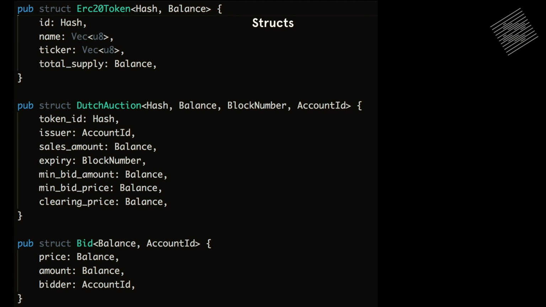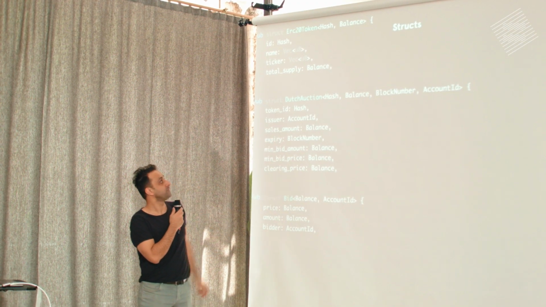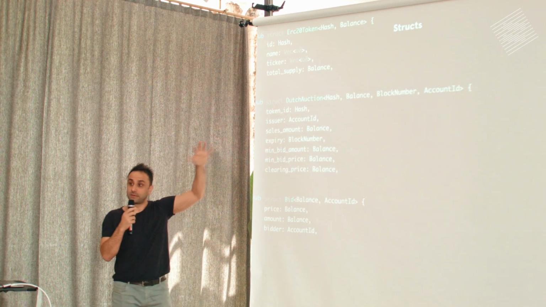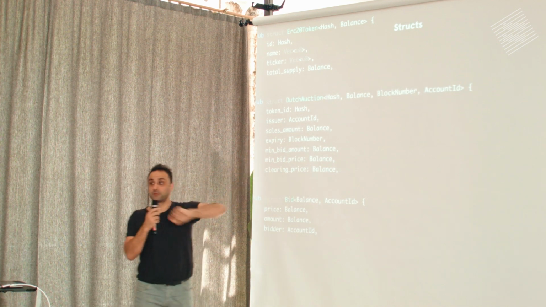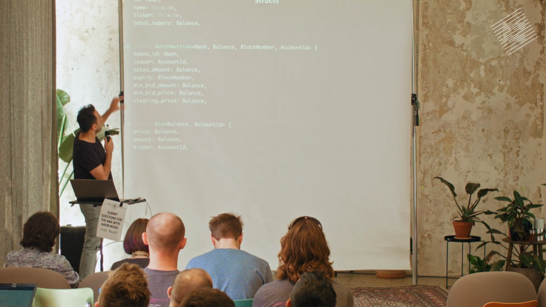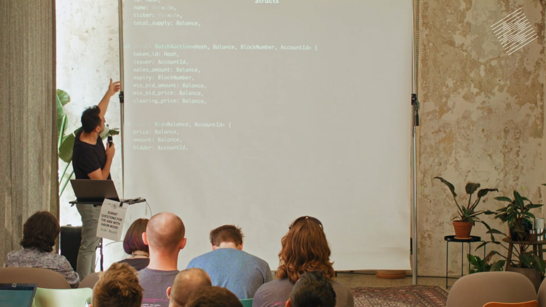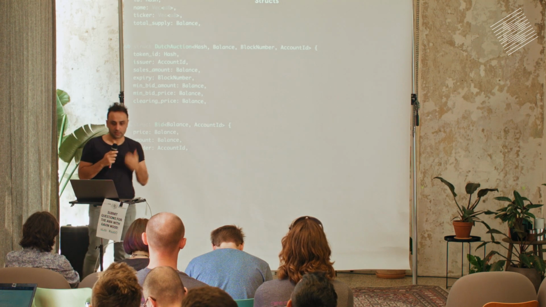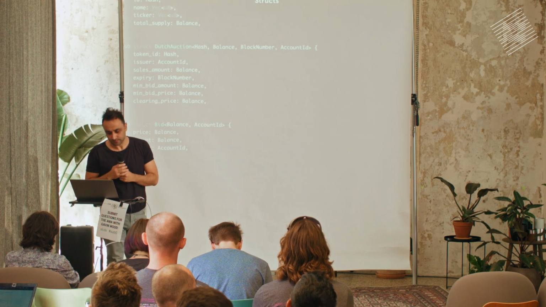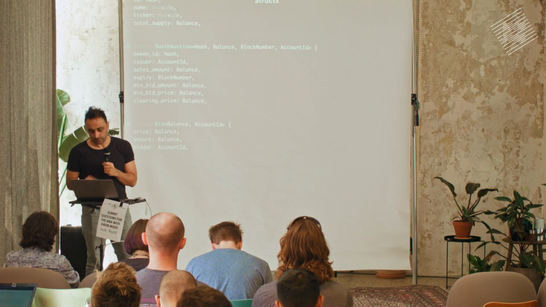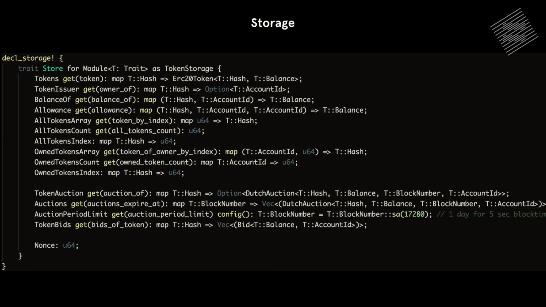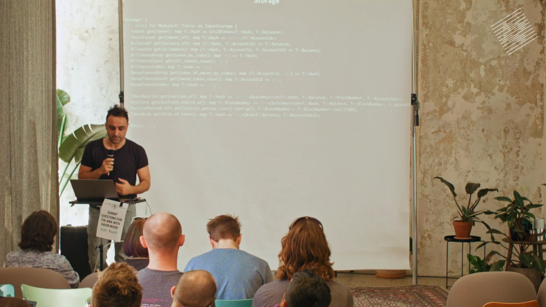The bid structure is simple: there's a price, an amount, and a bidder. And the Dutch auction has the ID of the token, the issuer account ID, a sales amount, how much I want to sell in this auction, and the expiry at a certain block number in the future. And there's the minimum bid amount, the minimum bid price, and the clearing price. The minimum bid amount is quite important here; I'll come to that. Storage-wise, we have the token auctions, and aside from this it's all ERC20 token structs and storage items. Here it is only for the auction itself as well as the bids.